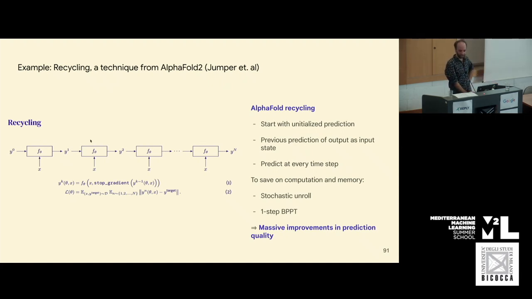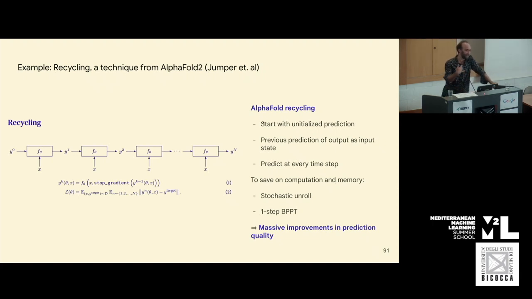This is the second step: the best estimate so far of the folding as a side input to the same network. So now the network doesn't work just from the protein configuration, but from your best guess, so to speak. And then you still try to predict the actual folded protein that you have in your training dataset. And you just do this, I think, up to 3 or 4 times. They do have a bunch of techniques to save on computation and memory. And recycling was a very key ingredient of AlphaFold 2's success.